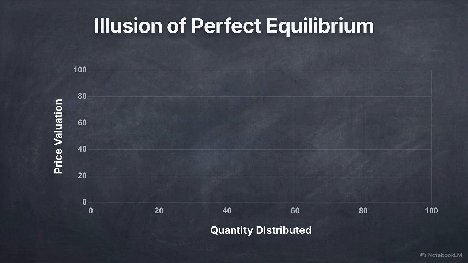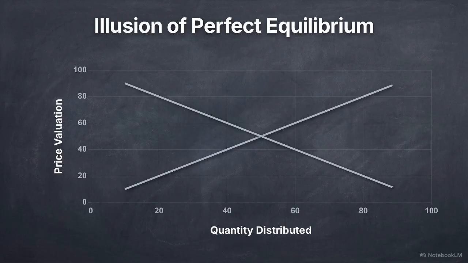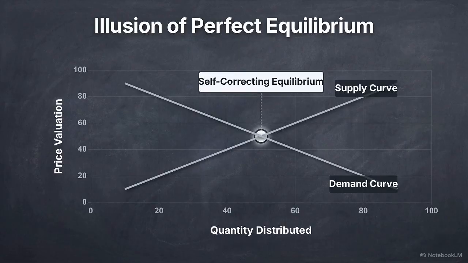This chart displays the Arrow-Debreu equilibrium, the core assumption of classical economics. It posits that supply and demand will naturally intersect at a neutral, self-correcting price point. The efficient market hypothesis relies entirely on this geometric perfection, assuming that prices constantly reflect all available information, and that buyers and sellers interact as rational, equal participants.